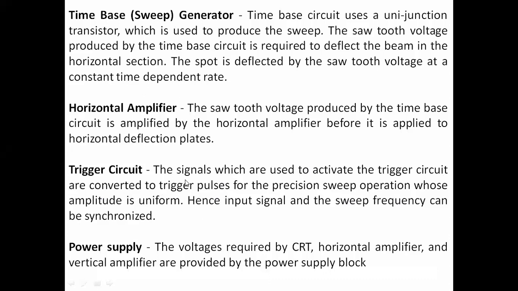So we will apply the input signal to the vertical amplifier. After amplification, the same signal is applied to the trigger circuit. Depending upon the applied voltage, the trigger circuit will produce the trigger pulses, and those trigger pulses go into the sweep generator, which will produce the sweep voltage with amplitude. Hence the input signal and sweep frequency can be synchronized.